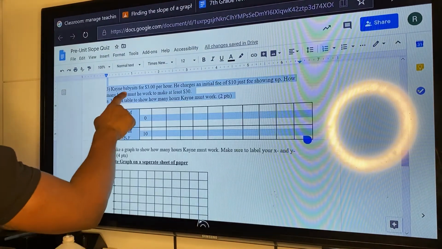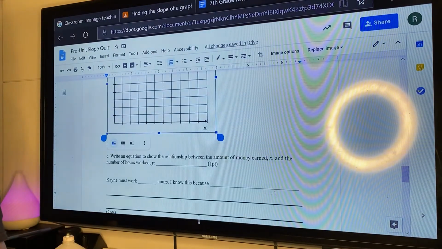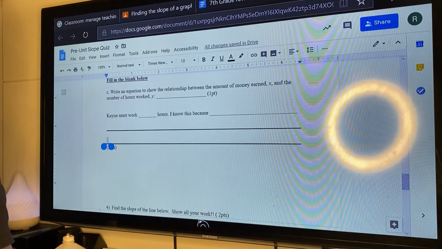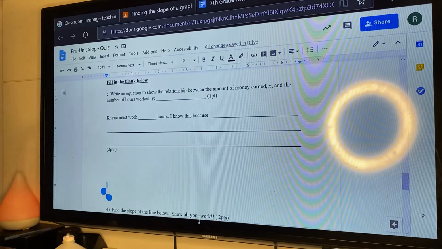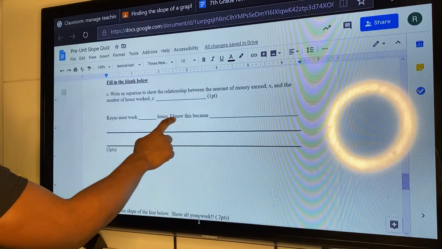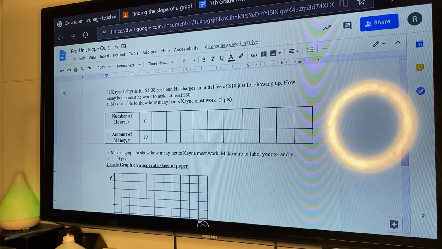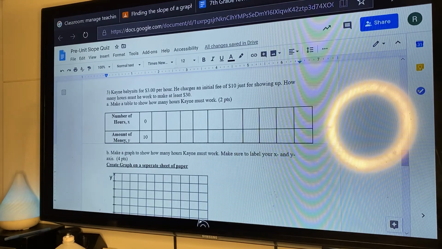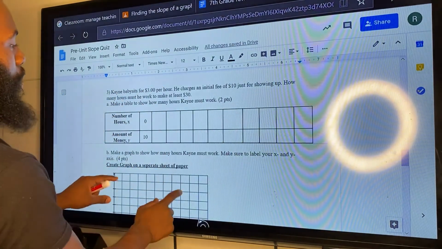Three, you guys will have to do on your own and create the graph on a separate sheet of paper, as well as write the equation. Here it says Kanye must work blank hours. Okay, so let's go back up a little bit. It says Kanye babysits for $3 per hour. He charges an initial fee of $10 for just showing up. How many hours would he work to make at least $30? Make a table to show how many hours Kanye must work. I'll do the equation for you. You guys will fill in the table and the graph.